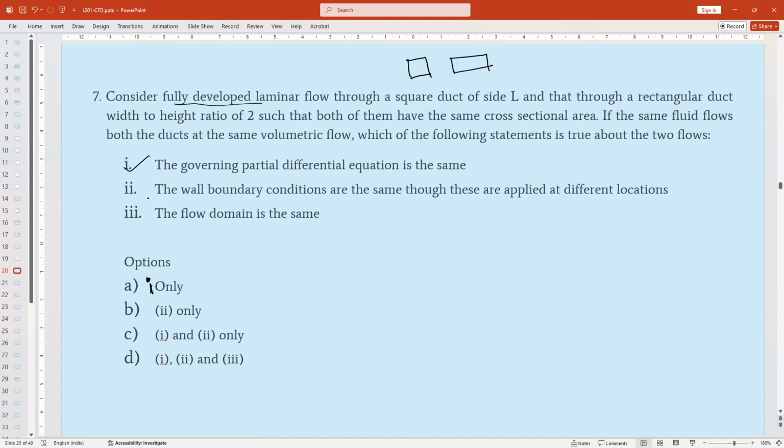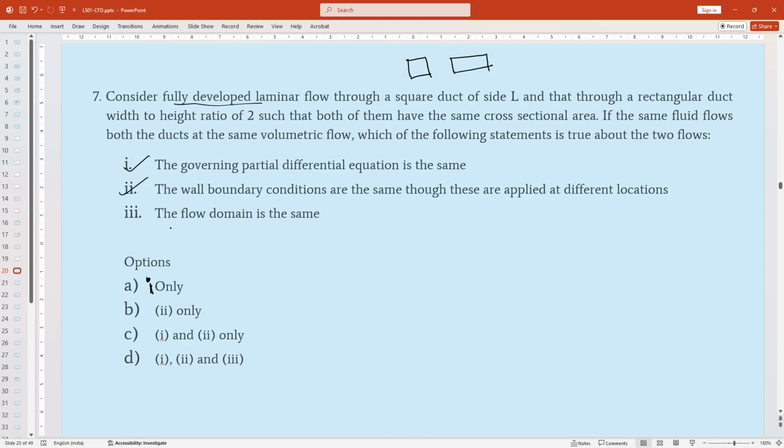And second statement is saying the wall boundary conditions are same, though these are applied at different locations. The only difference is one is square and other is rectangular duct, and there is no inference of any lateral flows or flow from the other sides. So the wall will be having zero velocity or no slip boundary condition. So this will also be true.